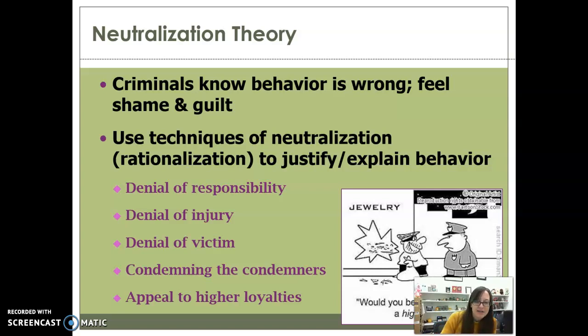So any of these things are techniques that people use to justify their own behavior that they know is wrong. It allows them to be okay with the crimes that they are committing. That's why I've got the little guy here that says, well, would you believe I'm following a higher law? That would be an appeal to higher loyalties. All right, so those are, in general, the social learning theories. There are some critiques that you can see on the next slide, but we'll stop there.